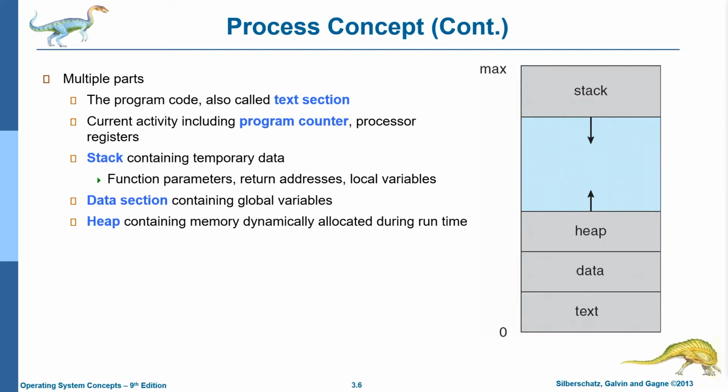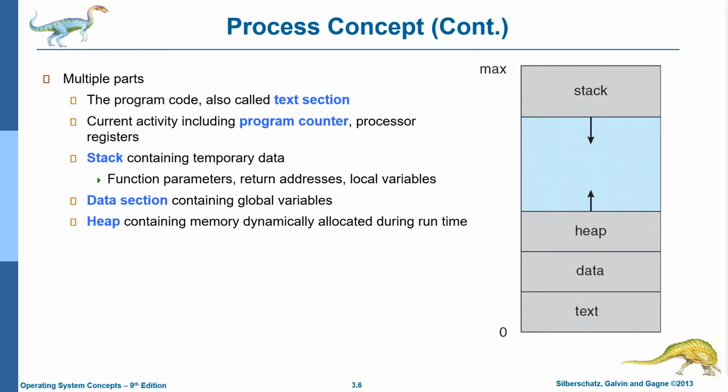And the code of the program may be loaded. This is just an example of how these might be ordered. The text section, that's the actual source code, that's the program that's running. And the data section, that's the global variables available to the entire process. Then there's the heap, that's memory that's allocated dynamically if you've created a new object or malloc some memory.